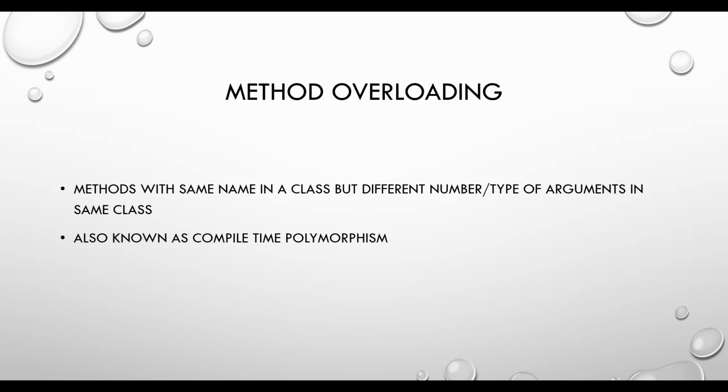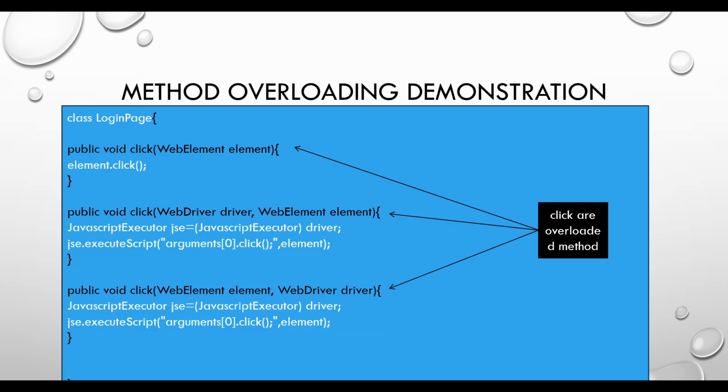So it is also known as compile time polymorphism. Why it is known as that, we will try to understand, right? So I'm taking an example of page object model. As I mentioned, I'll be covering it from the test automation perspective, and we are generally asked to explain from the automation perspective, right?